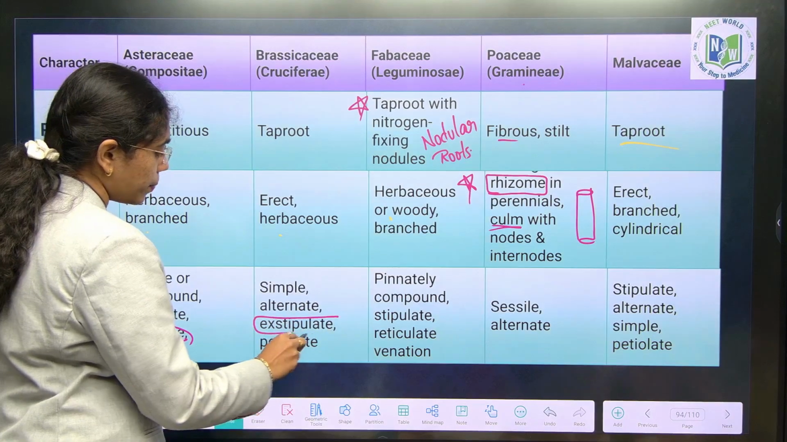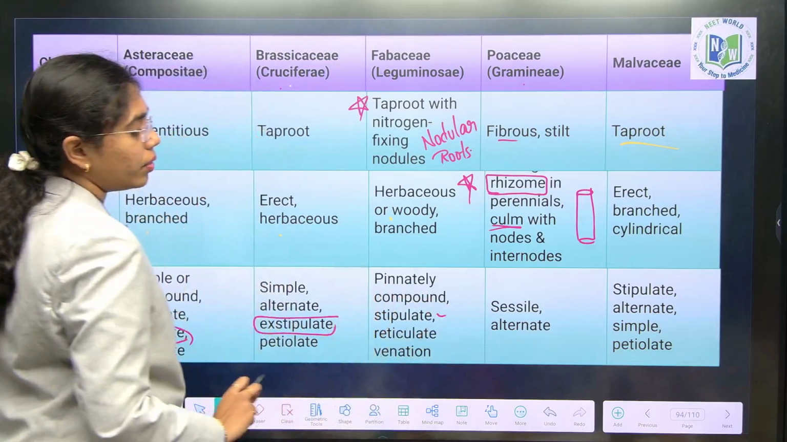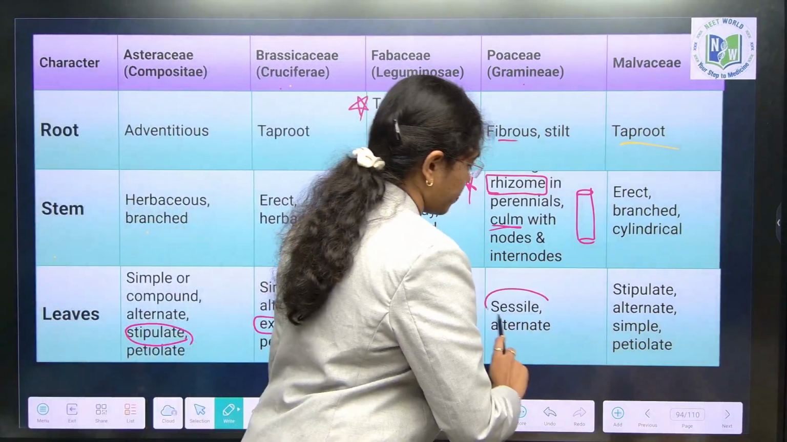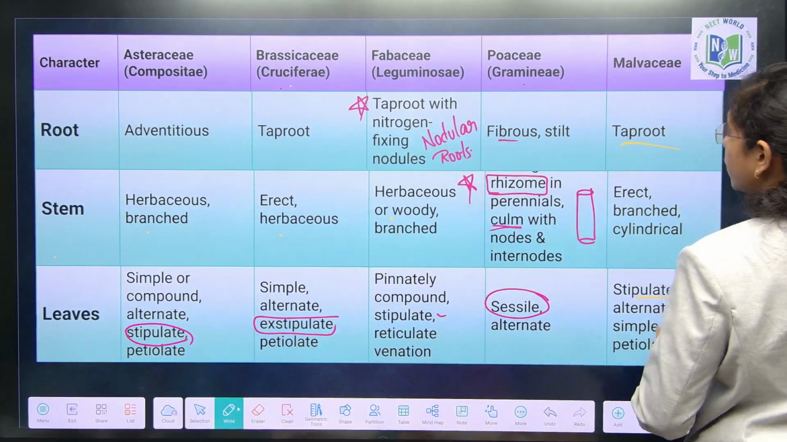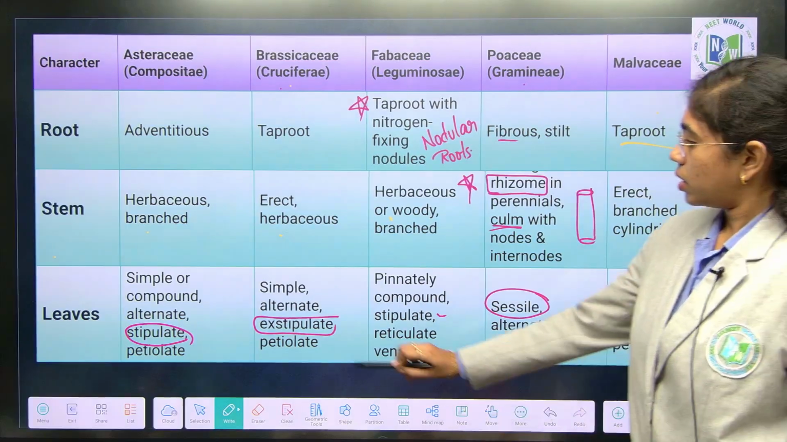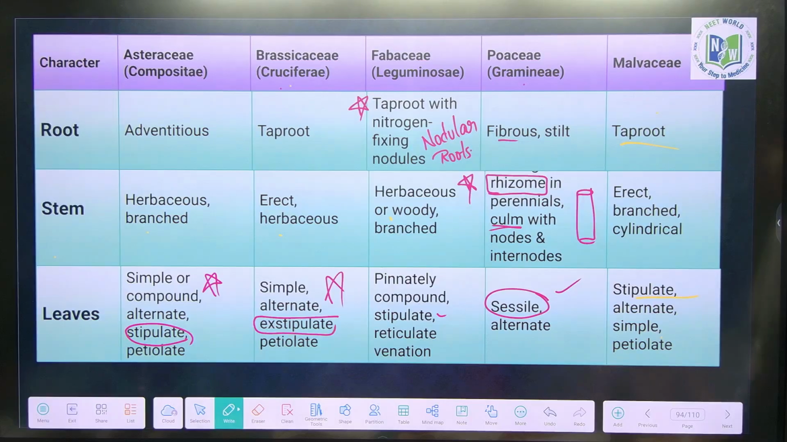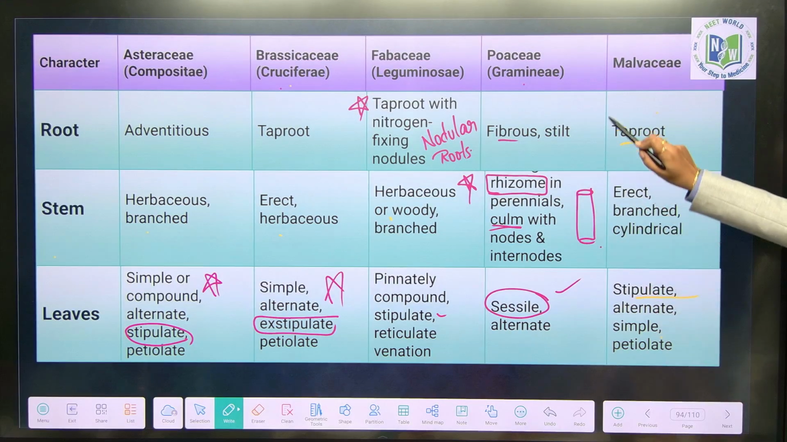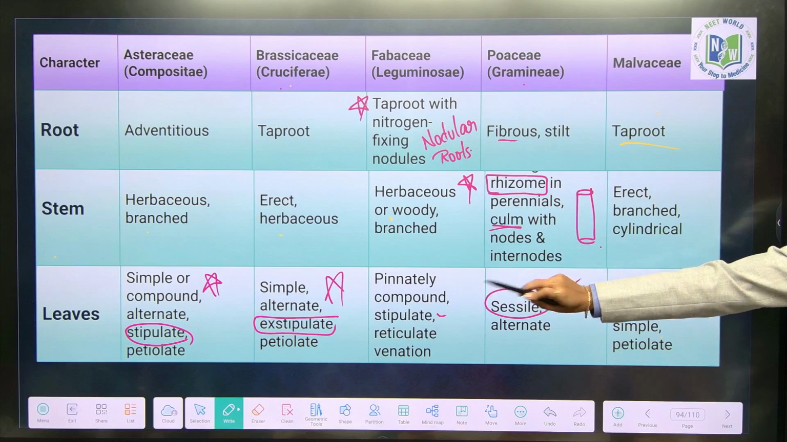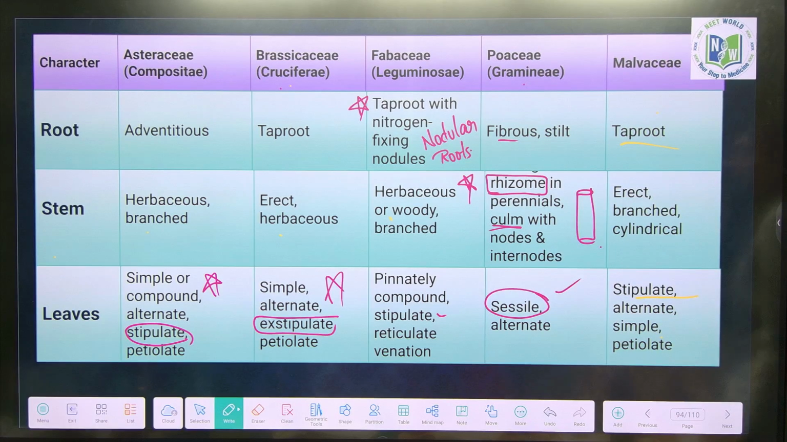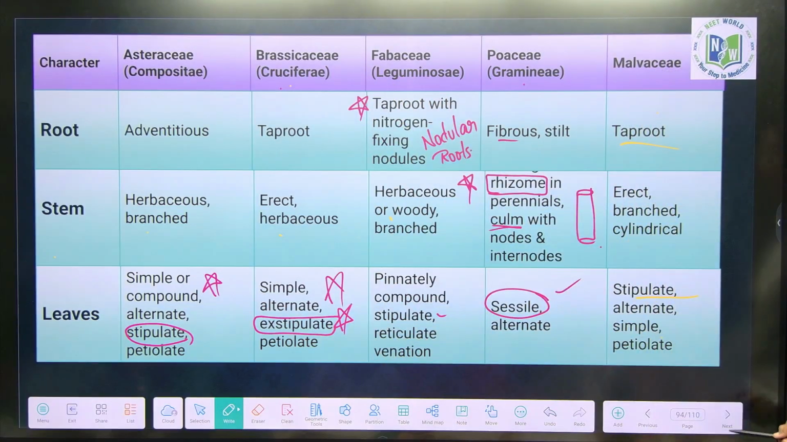Next, leaves. Stipulate leaves you can see in Asteraceae. Exstipulate you can see in Brassicaceae. Stipulate, pinnately reticulate compound. Sessile leaves in Poaceae. Stipulate with simple petiolate in Malvaceae. Focus on stipule, exstipulate conditions and sessile. Rhizome of Poaceae members, nodular roots in Fabaceae members, stipulate and exstipulate condition. Only exstipulate you will see where? In Brassicaceae. Important. Okay, ma? Next.